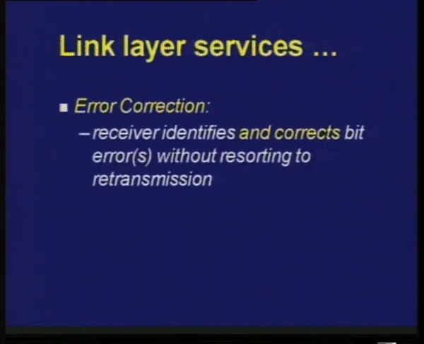Another option that is available is error correction. Here the receiver not only identifies the error but also corrects the error without resorting to retransmission. This is an option that is available if you use certain types of codes when you are doing the transmission. So, error detection or error correction. If you do error detection, then you need to do some control so that retransmission will take place, or you do error correction, in which case the receiver itself identifies and corrects for the errors. So these are the primary functions that we need to look at.